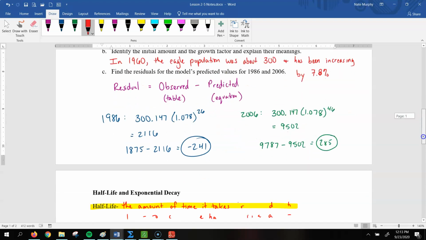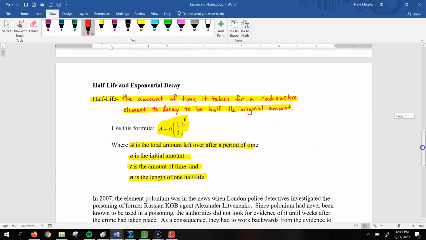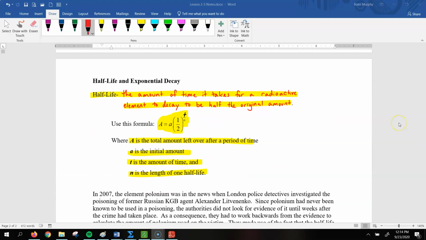All right. The last thing we're going to talk about in this video is this idea of half-lives. Everything here that's highlighted, you want to make sure that you get in your notes. This is brand new material that's slightly different from what we did yesterday. It's just applying exponential equations to this idea of a half-life. A half-life is the amount of time it takes for a radioactive element to decay to half of the original amount. And we're going to use this formula.